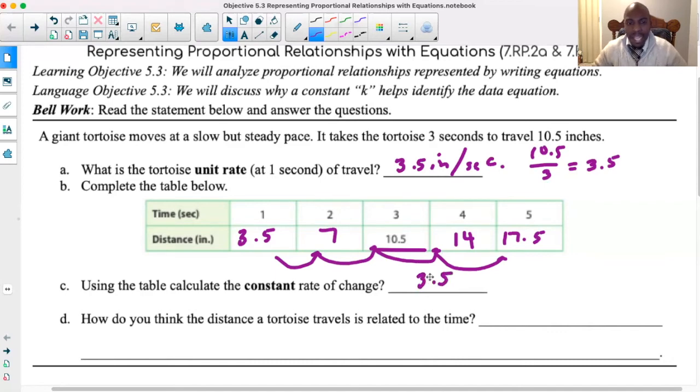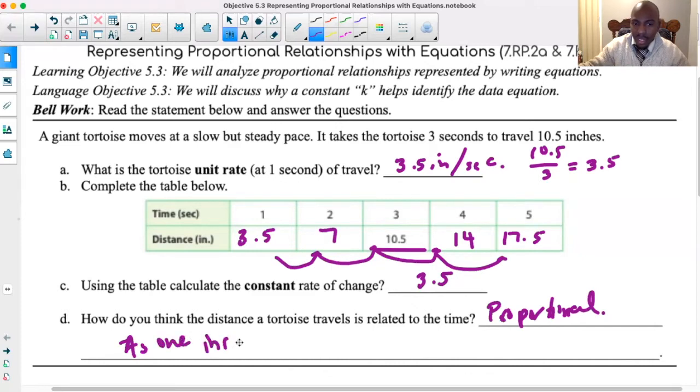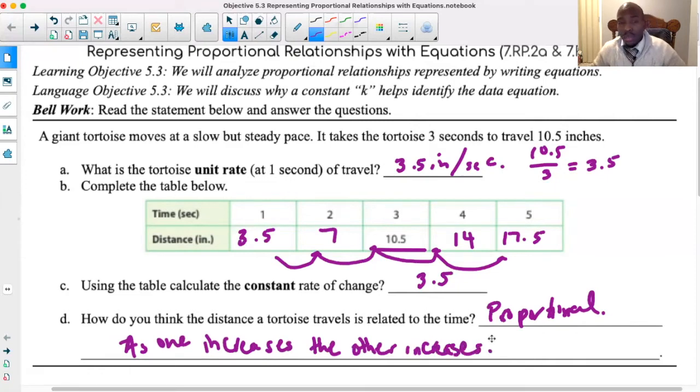Okay, and now how do you think these are related? I think they're related because one, they're proportional, right? They're proportional, which means that as one increases, the other increases, and that's the answer. As one increases, the other increases. Okay. That's a big deal when it comes to proportionality. They have to have a constant rate of change, a constant slope, a constant movement, right? Great, let's go on to what we're working on today.